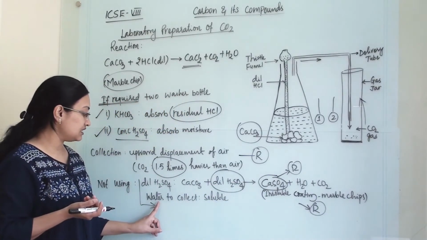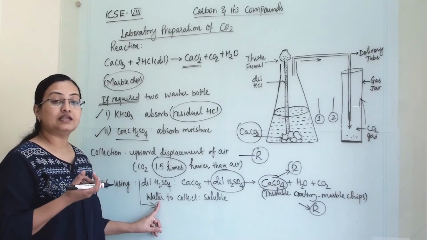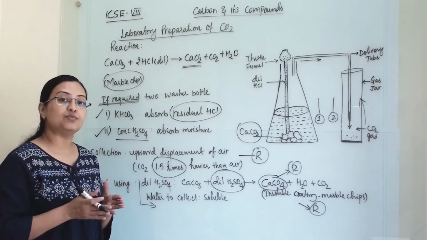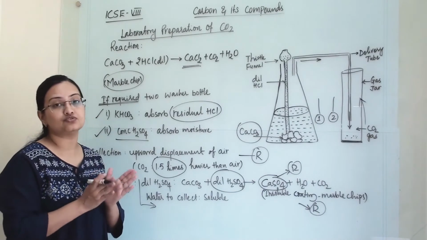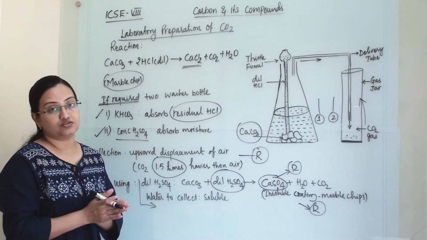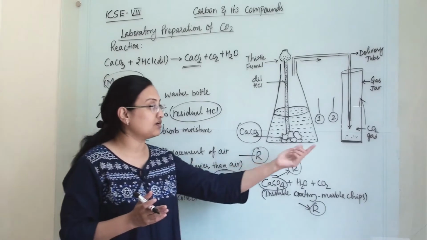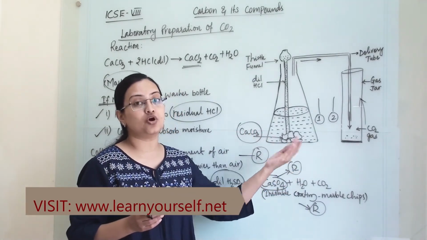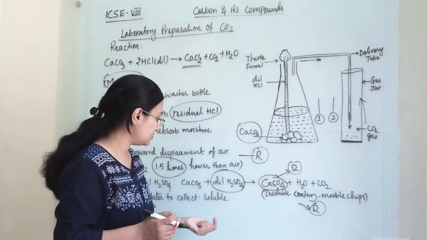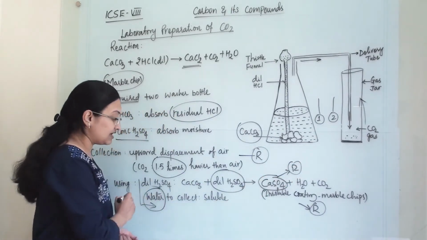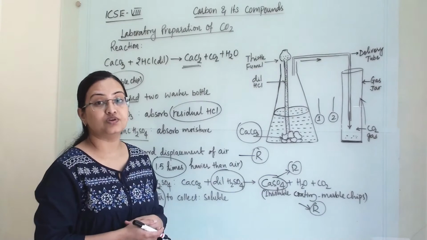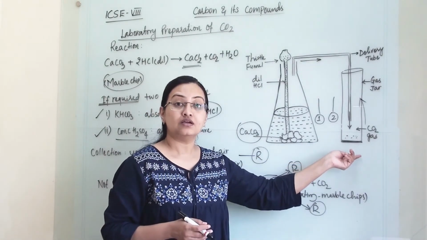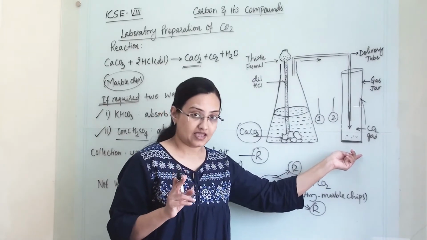The next reason is why we are not collecting carbon dioxide gas over water, because carbon dioxide gas is fairly soluble in water. Once we use water, the carbon dioxide gas will start dissolving in water and we will not get a proper yield. So that's why we are not collecting carbon dioxide gas over water, and we are collecting carbon dioxide gas in a vacant jar, that is, with air.